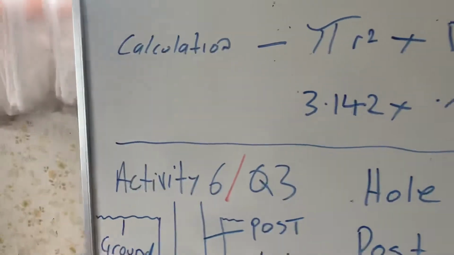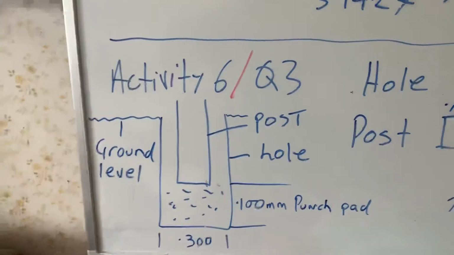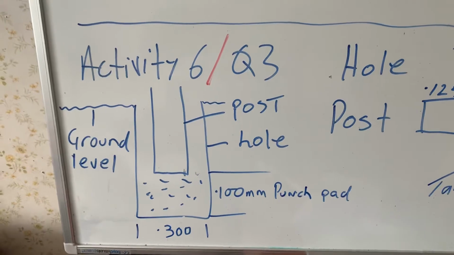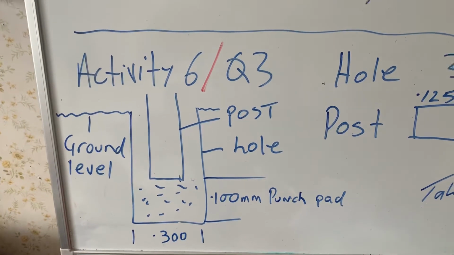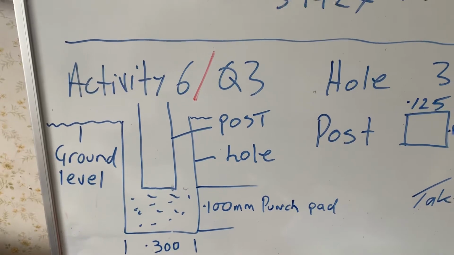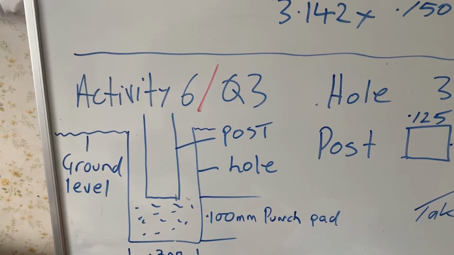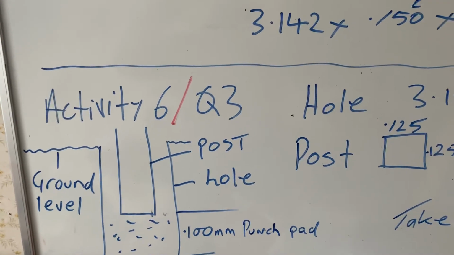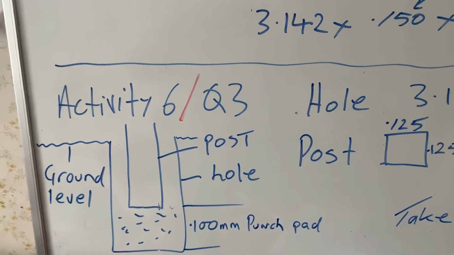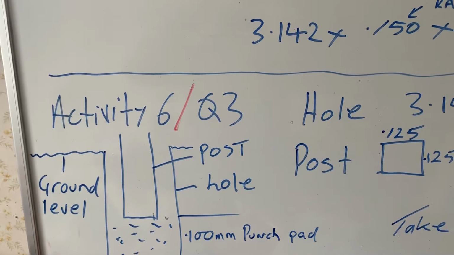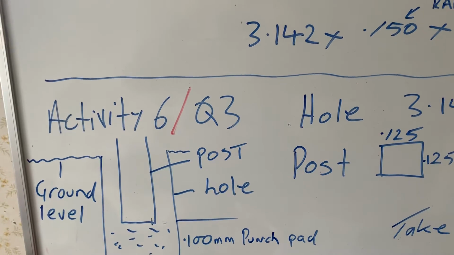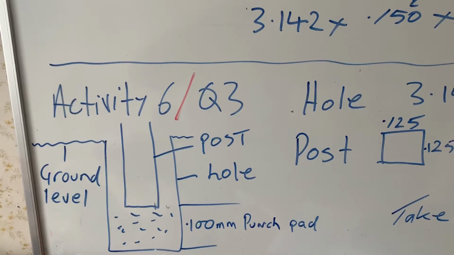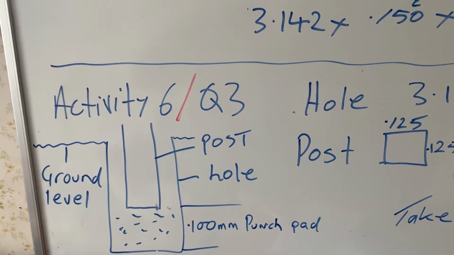Right, activity 6, question 3. You have an example of a hole that's 300 in diameter and 700 deep, right? Now, the way we're going to figure out how much concrete we need for each hole is we're going to figure out how much concrete is held in the hole before the post, and then we figure out the volume of the post, and we take the post away from the hole. So I'll say that again. We're going to figure out the volume of the hole first, then the volume of the post, and take the volume of the post away from the volume of the hole.